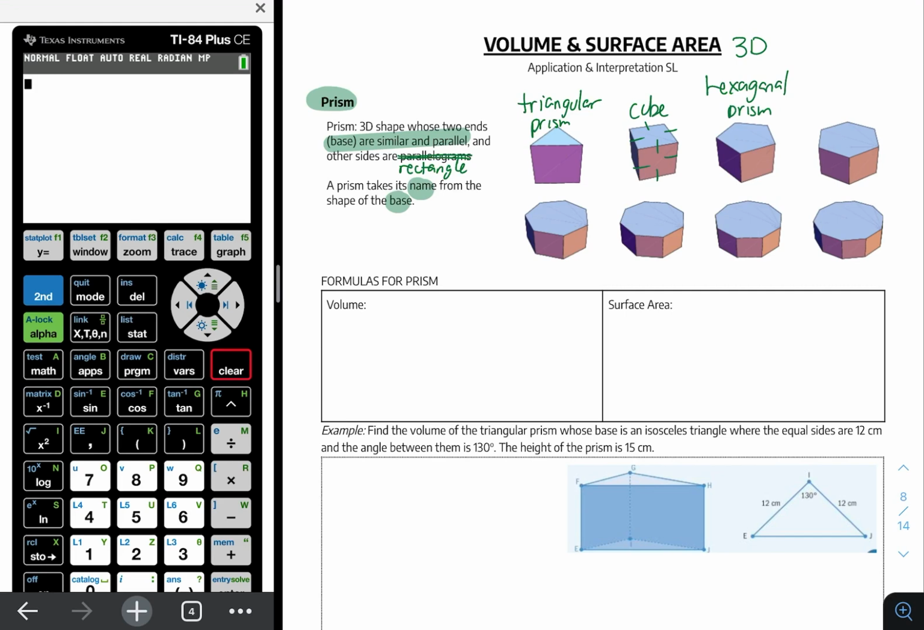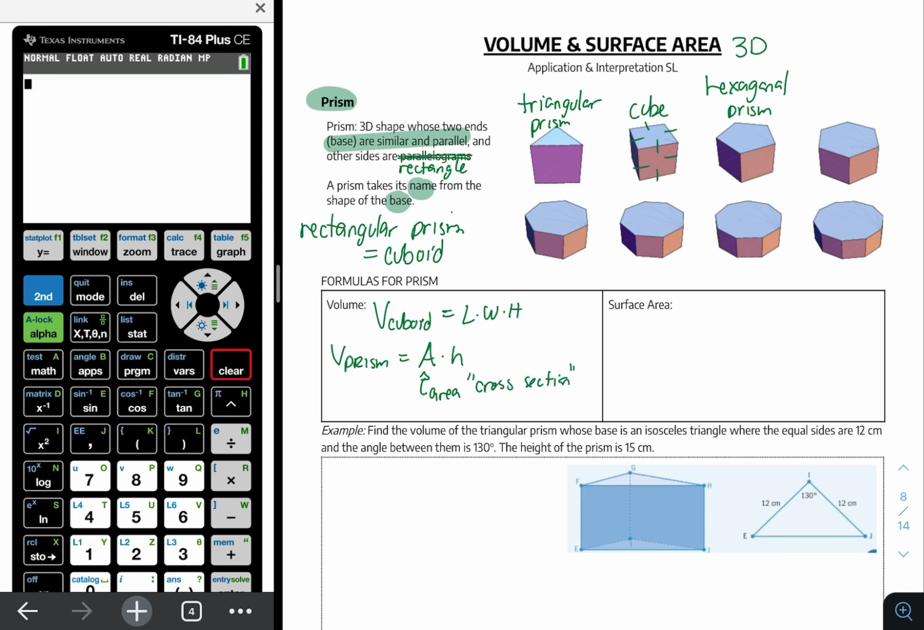A special name for a prism in the IB is for the rectangular prism. If you see rectangular prism, the IB often is going to be using the keyword cuboid. And they give you the volume equation for a cuboid in the formula booklet, and this is your length times width times height. And then they also give you a volume equation for all other prisms, which is capital A times H. Now the IB says that this capital A is called the area of the cross section. Now what does this mean, cross section? It actually just means the area of the base.